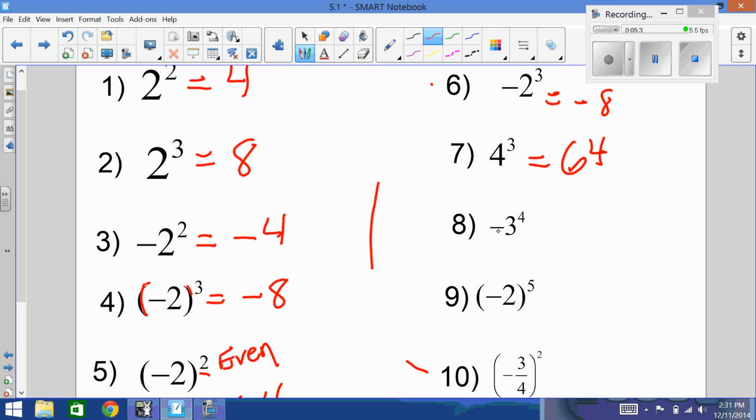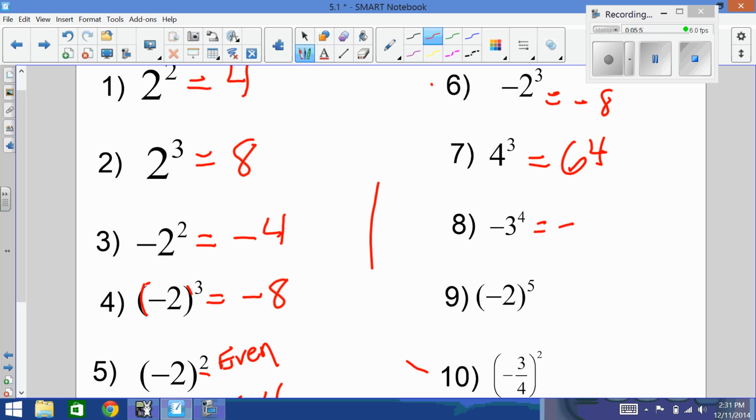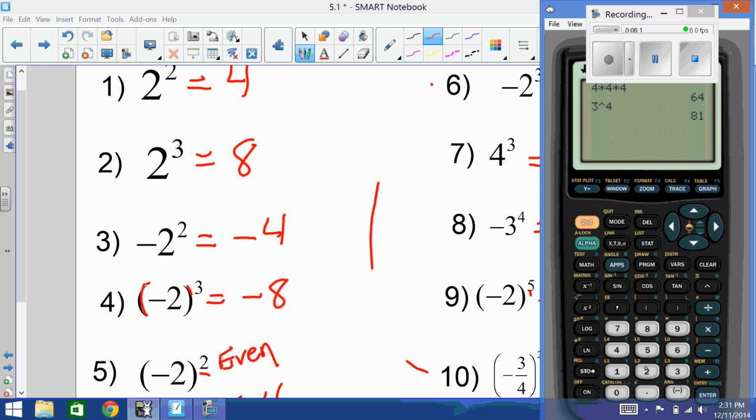Here I have a negative, there's no parentheses, so my answer is going to be negative. 3 to the 4th, that's 3 times 3 times 3 times 3. So let's do 3 caret key to the 4th, and that gives me 81. So my answer is negative 81. All right, here I have a negative inside the parentheses. My exponent is odd, so my answer is going to be negative. Now all we need to do is 2 to the 5th. So let's do 2 caret key 5, and we get 32.